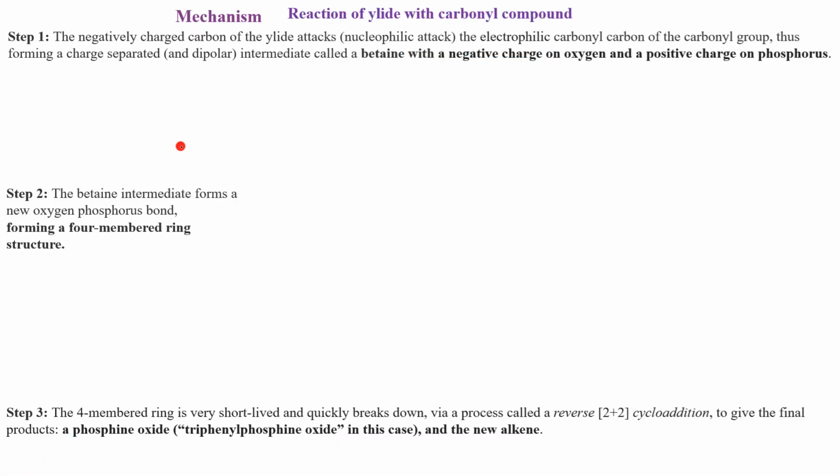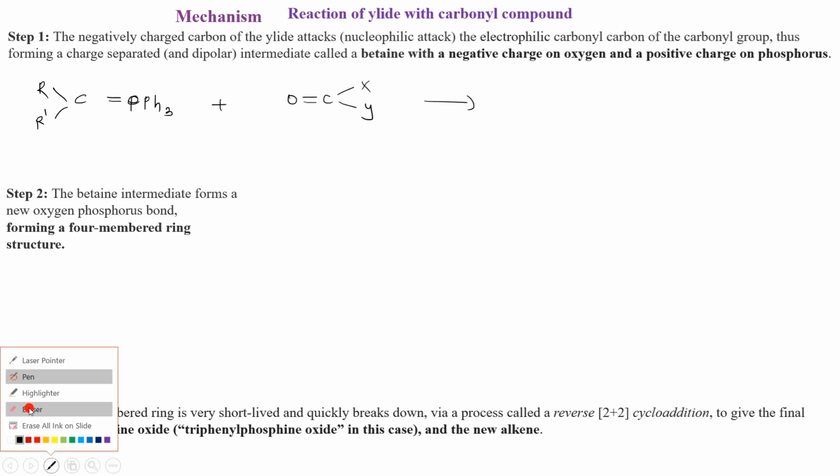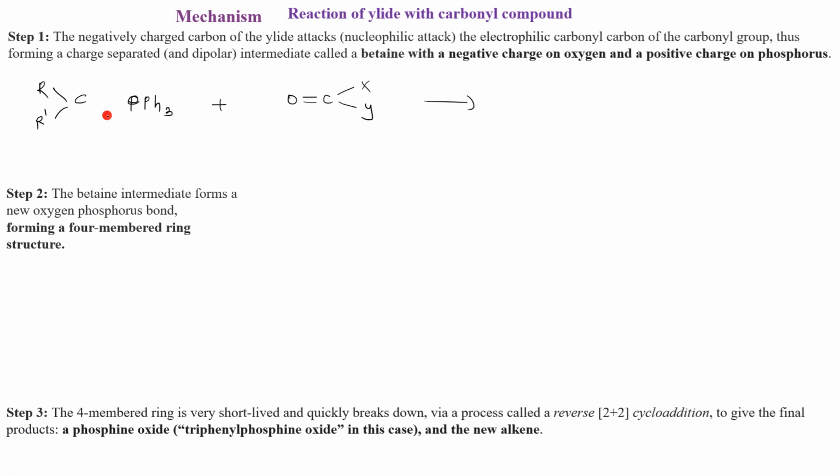So our next step is what? What we prepared just now is this. We got this, right? I'm writing the PPh3 this way. Now what do we have? We have an aldehyde or a ketone. Let's write it this way, I'll write it XY. Now this was your negatively charged, and this is positively charged. So nucleophilic attack will take place because this is your carbanion.